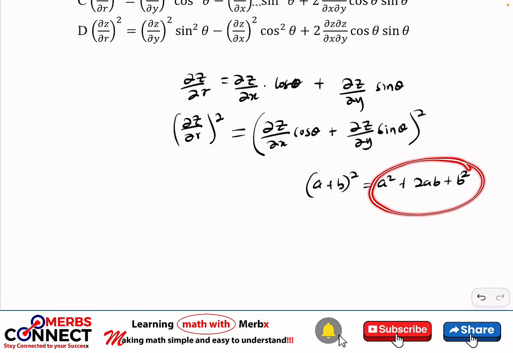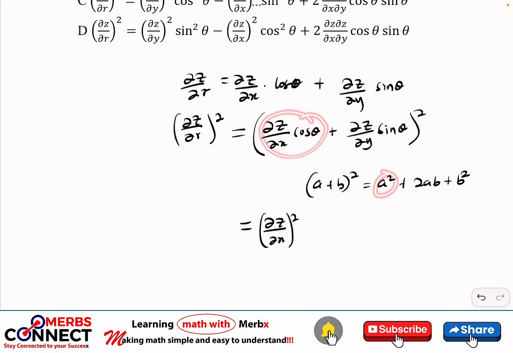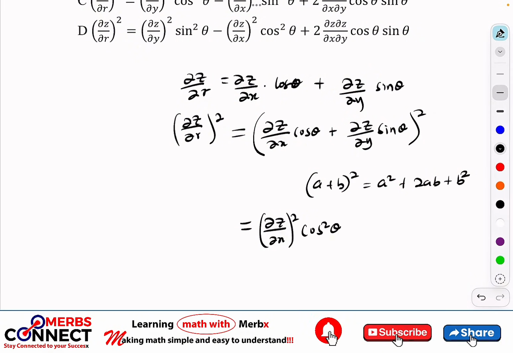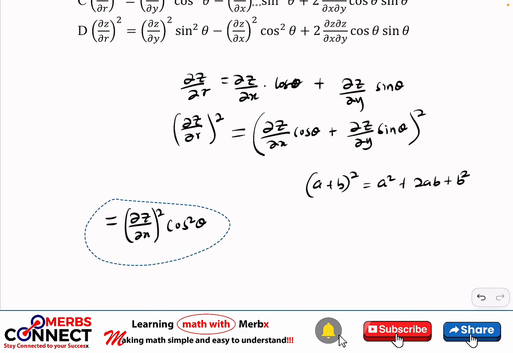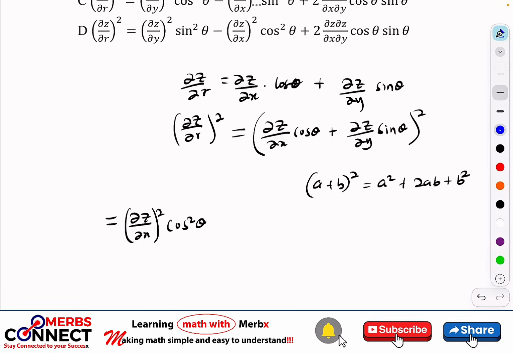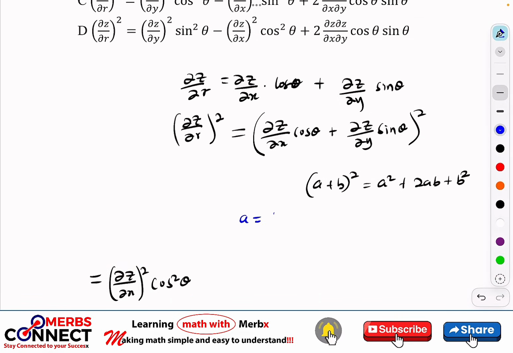So let's just do substitution. This is going to give us this with respect to x squared, because we need to square a. This is my a, I'm going to square it, and this one will be cos squared theta. So I squared this, which is giving us this. In the middle, we have 2 of a and b. So let me just do it again. We are choosing our a to be partial of z with respect to x, cos of theta, and we are choosing our b to be partial of z with respect to y, sine of theta.